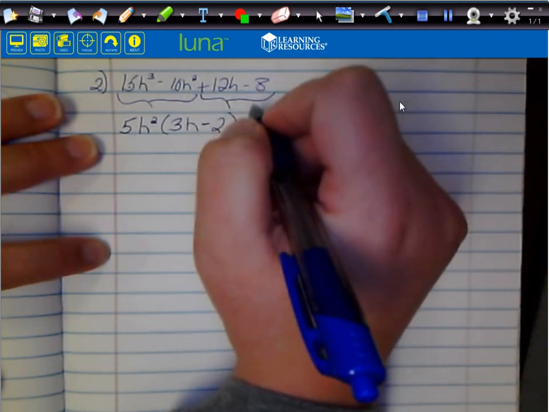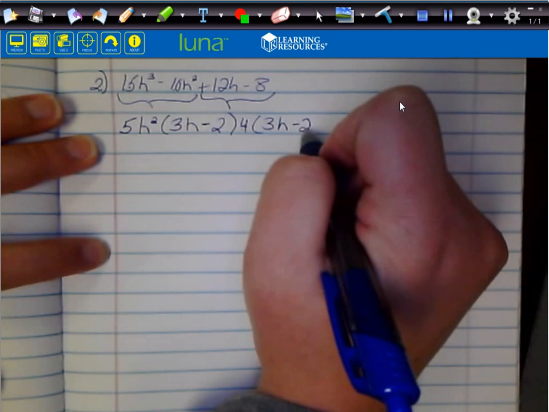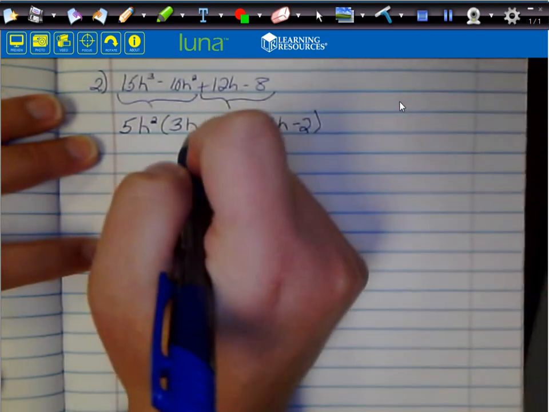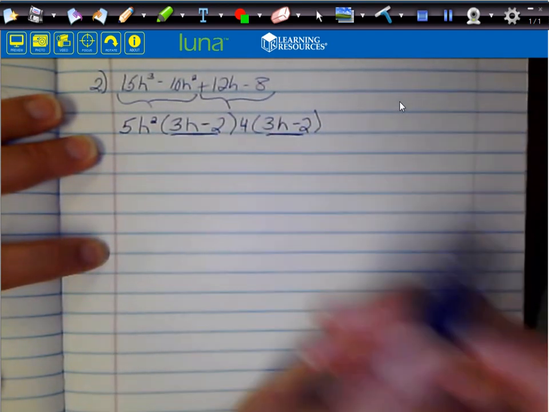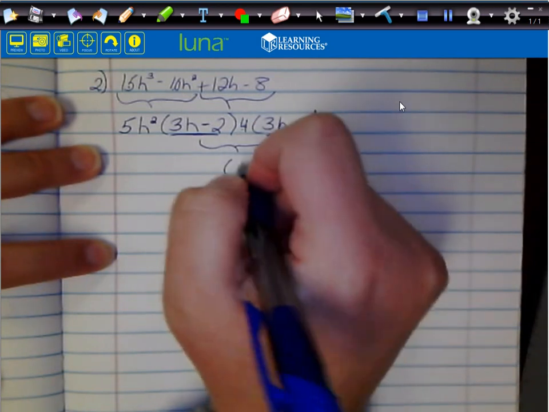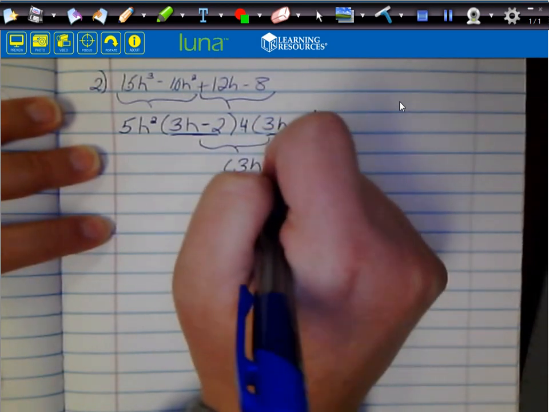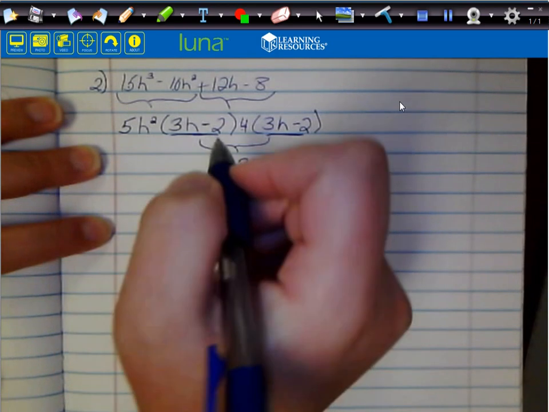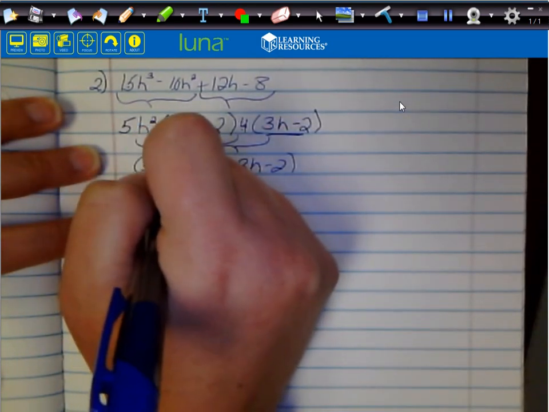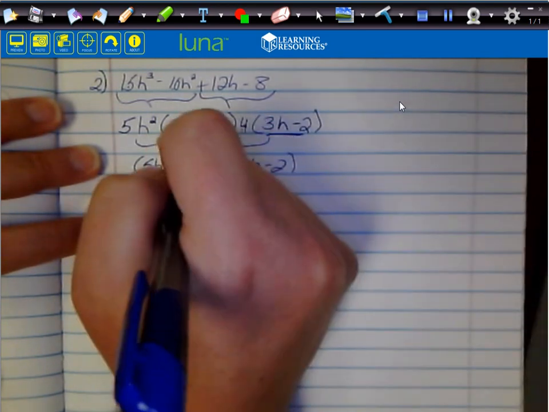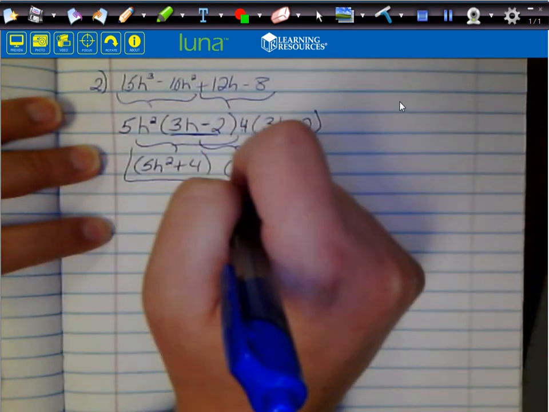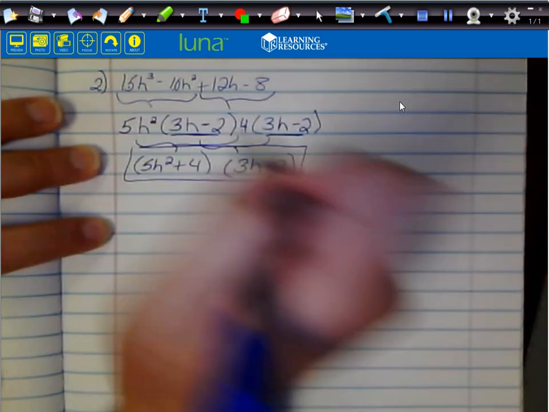Bring down my minus sign. 8 divided by 4 is 2, or 4 times 2 is 8. Again, notice what's in my parentheses is exactly the same, and it should be. So that's going to make up one set of my parentheses. Since this 4 is positive, I'm going to put plus 4. Here's my final answer.